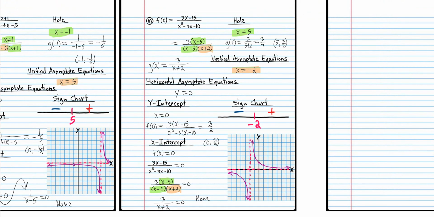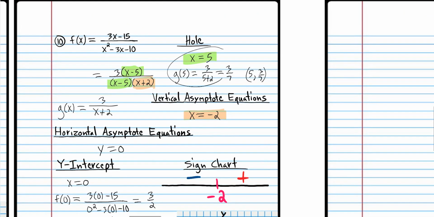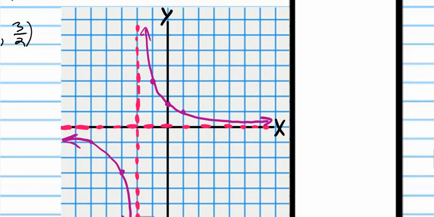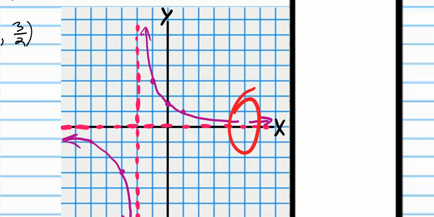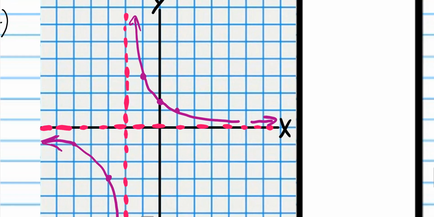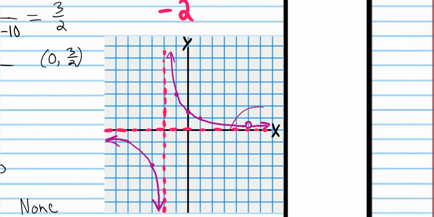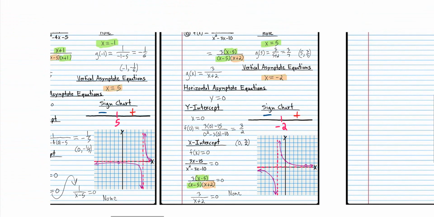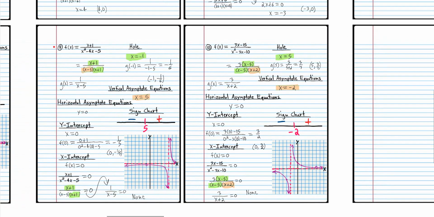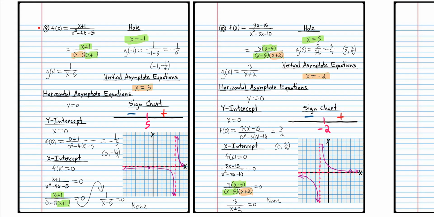So we can't forget to draw our hole. We have a hole at x equals 5, and specifically it's 5 comma 3/7. So that would be somewhere around here. So I'm going to draw a hole there, and then we know that our graph is undefined there. Okay. So go ahead and get a picture of all this information.